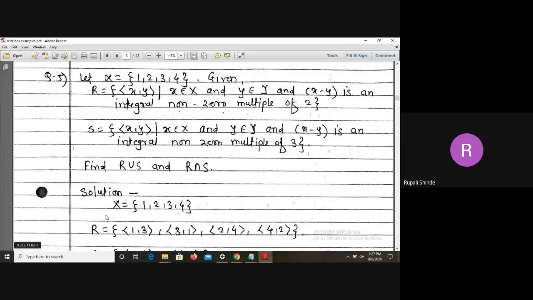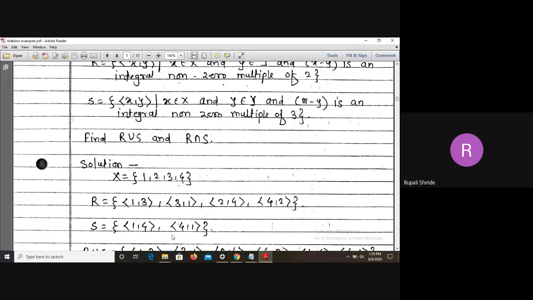So likewise, we have to find the order pairs for relation S. So can you tell me what would be the different order pairs those we can include in relation S? 1, 4. Yes. 1 minus 4, it is minus 2. 4, 1. Okay. Is there any another order pair? No. So only these two order pairs we can include in relation S.